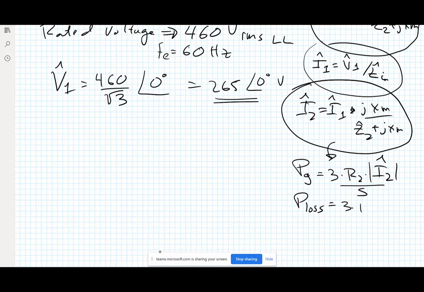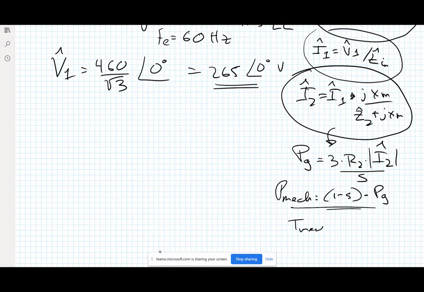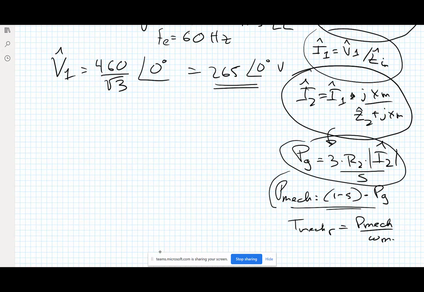Well, oh no, I'm messing up. I could do it even better. Once I know that, I know P mechanical is, since I know slip, if I didn't know slip, I'd do it differently, but I know slip, that's 1 minus S times P gap. And then the T mechanical rated would be the P mechanical divided by the mechanical speed. So that's simple, okay? Those are the minimum steps to get there.